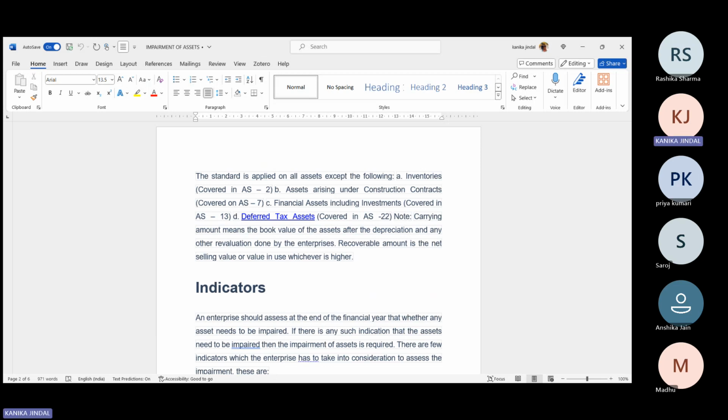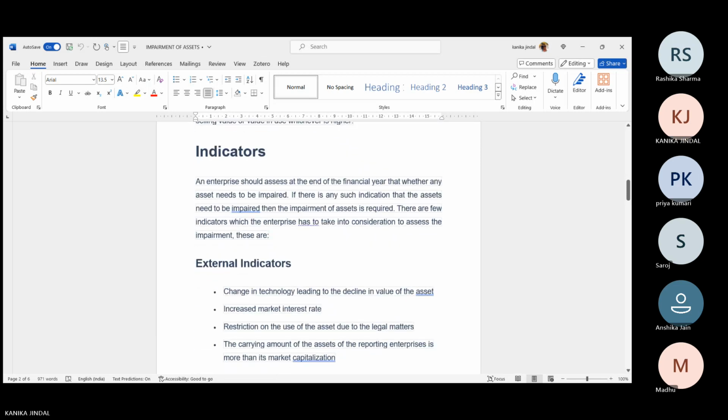Next, we have indicators. An enterprise should assess at the end of the financial year whether any asset needs to be impaired. So after every financial year, the enterprise should review: is there any asset which needs to be impaired? If there is any such indication that the assets need to be impaired, then the impairment of asset guidelines are required. And there are a few indicators which the enterprise has to take into consideration to assess the impairment.